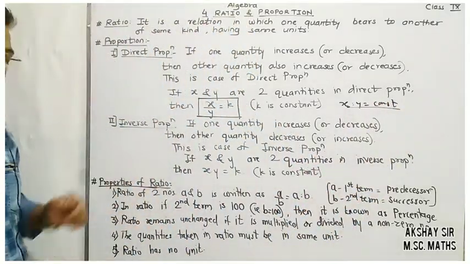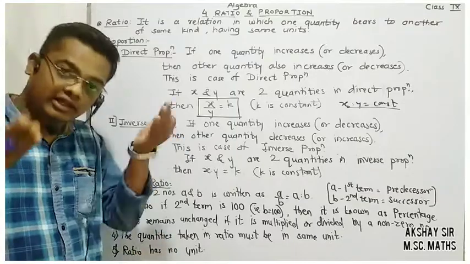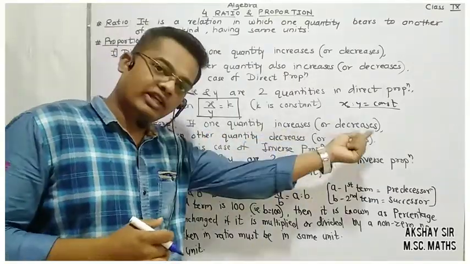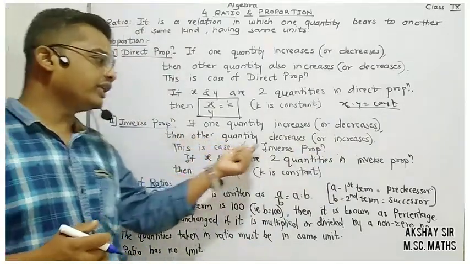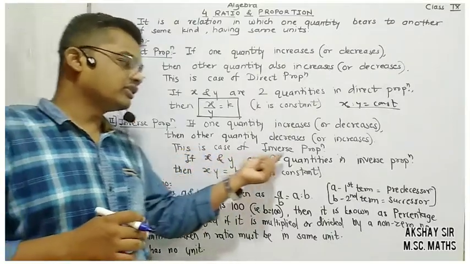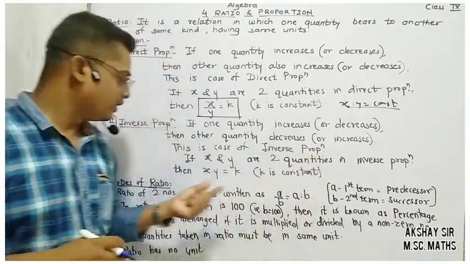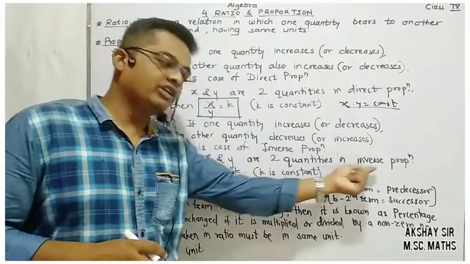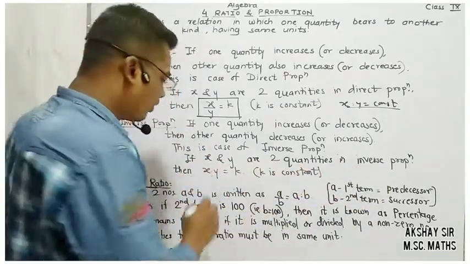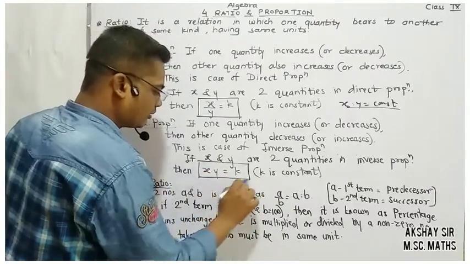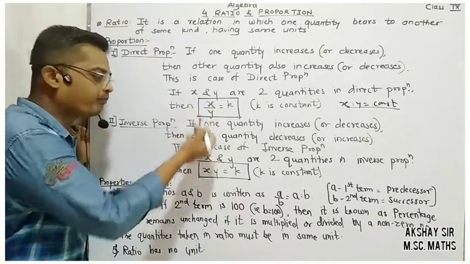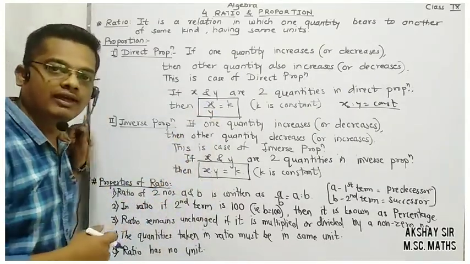Next, inverse proportion. If one quantity increases and the other decreases, or vice versa, this is the case of inverse proportion. If x and y are two quantities in inverse proportion, then we get the relation x into y, the product of the two quantities, is constant. This is the best way to remember direct proportion and inverse proportion in solving examples.